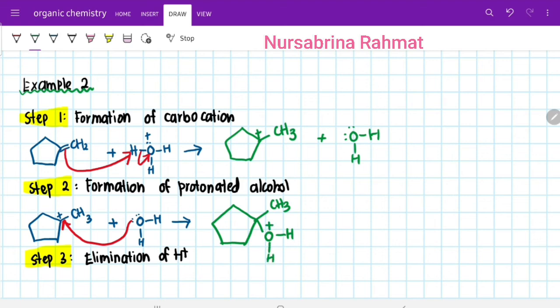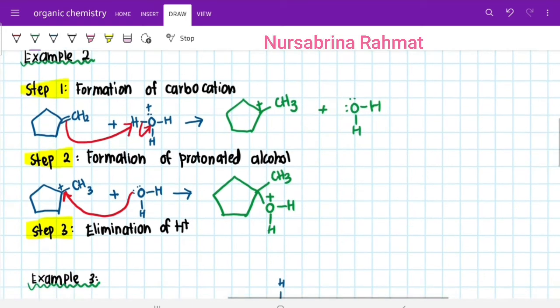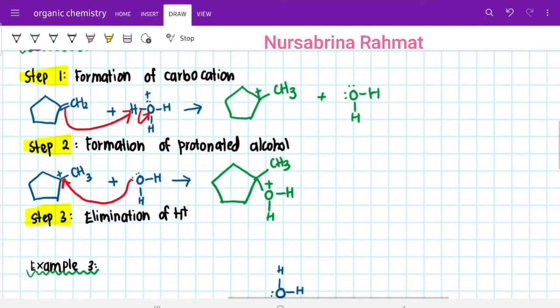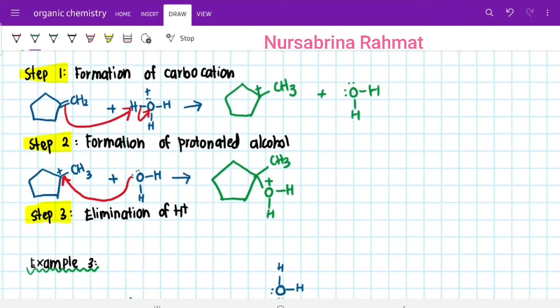Don't forget the plus charge on the oxygen of your protonated alcohol. Okay, so move on to the last step. Your last step will be the elimination of water, because I'm going to continue from here, plus a water molecule.